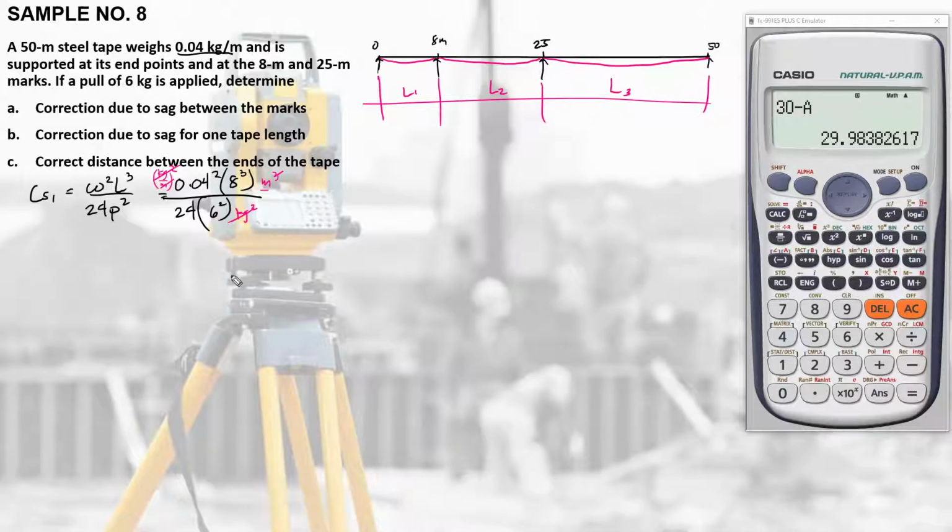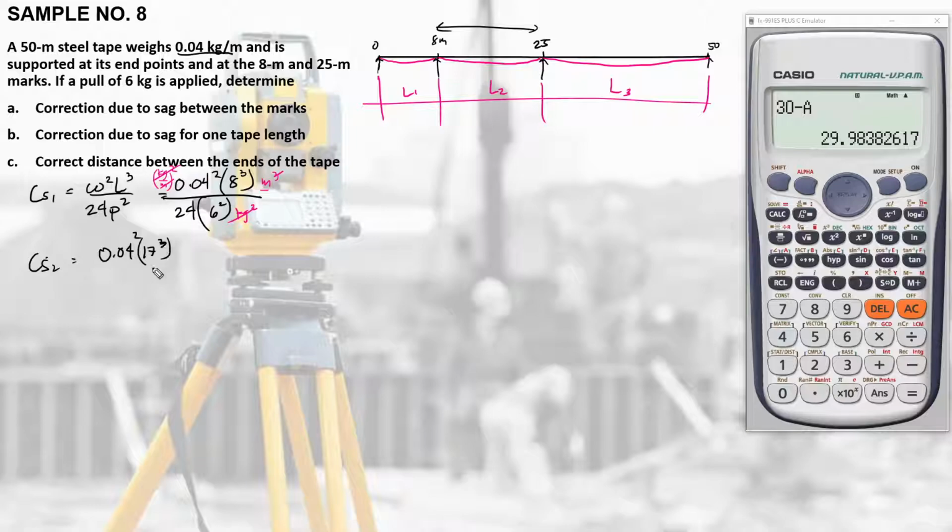Sa iba pang sections natin. So, CS2, we have 0.04 ang distance niya. So, 25 minus 8. So, ano yung distance na to? So, 17. Tama ba? So, 17 yung gagamitin natin.